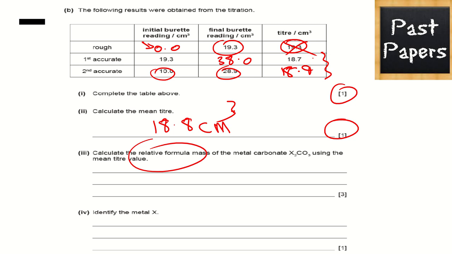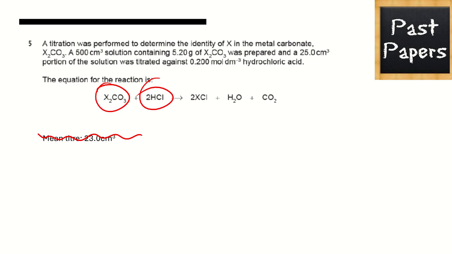So our average titer is 18.9. I'm going to go back to the previous slide where the equation is, and fill in the information here. We have average titer 18.9, we have concentration of this at 0.2 molarity. And we know from up above we use 25 cubic centimeters of my X2CO3 solution.